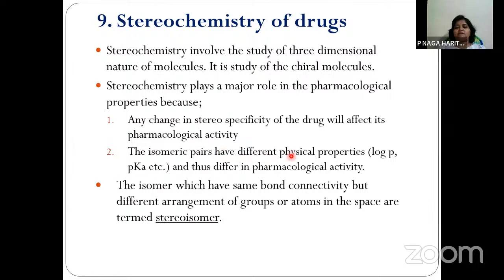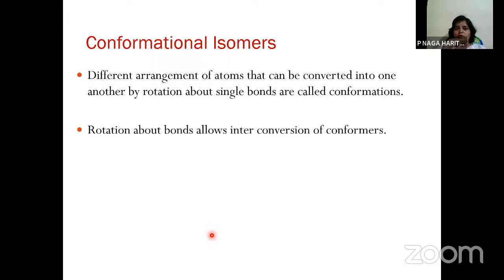And the isomeric pairs have different physical properties like log P, pKa, etc. That means the two different isomers have different physical properties as well as chemical properties. That is why it is affecting the pharmacological activity of the drug. And the isomers which have the same bond connectivity but different arrangement of groups or atoms in space are called as stereoisomers. So this is the definition of a stereoisomer.